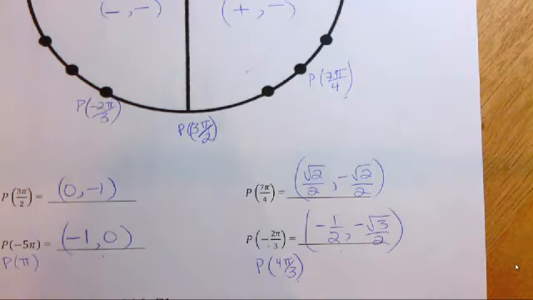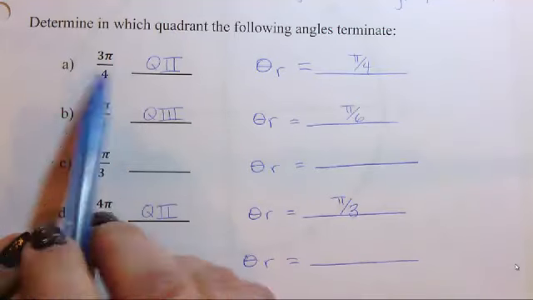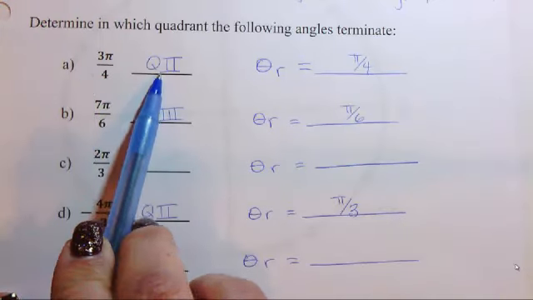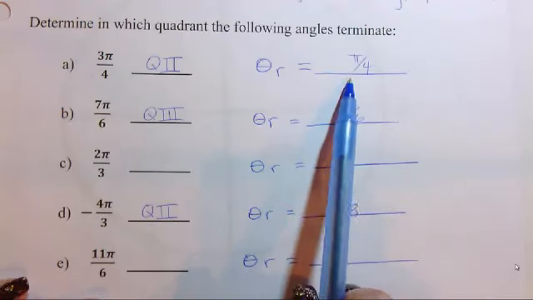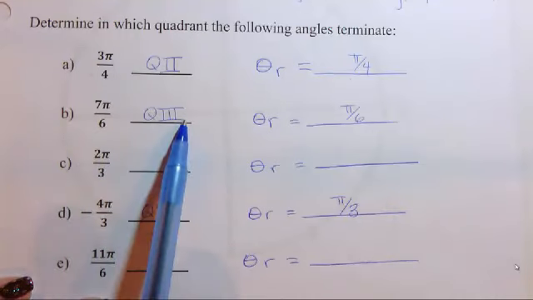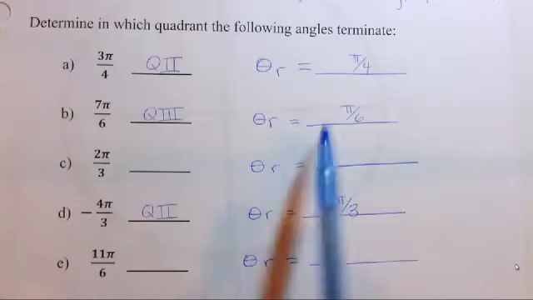Okay, now let's do a couple of examples from this page, and after I'm going to show you a real quick way that you could memorize how to write out all the coordinates of the unit circle. So this is just asking you to fill in which quadrant the following angles terminate. So 3π/4 terminates in quadrant 2, and I also want you to write down what the reference angle is. The reference angle for that is π/4. For B, 7π/6, that's in quadrant 3, and the reference angle for that is π/6.